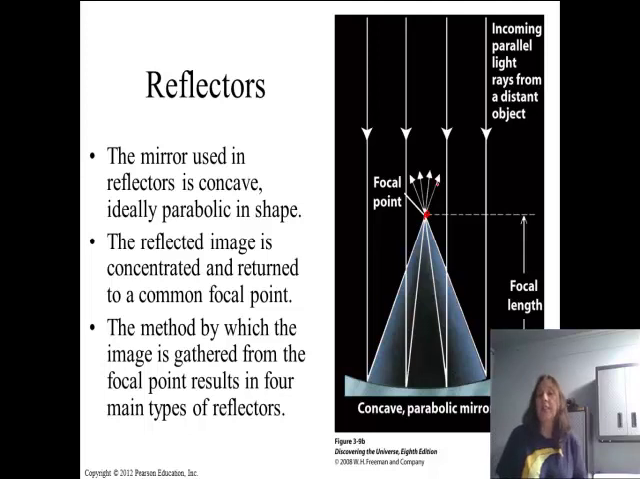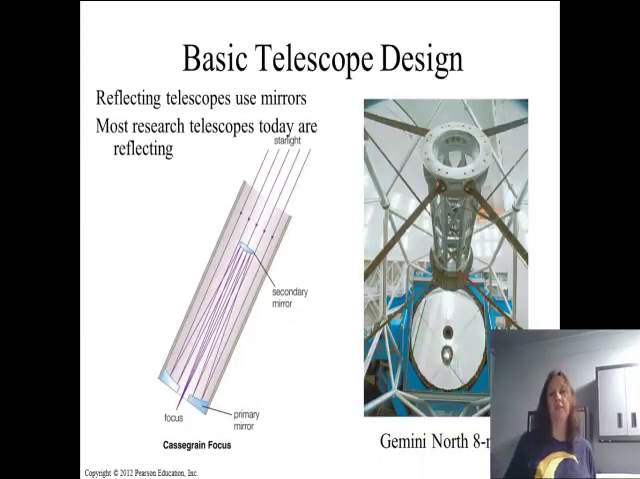The thing about reflecting telescopes is you can make them as big as you want, because you can support that back till the cows come home. And actually the quality of glass doesn't matter either. It just needs to be nice and silvered.